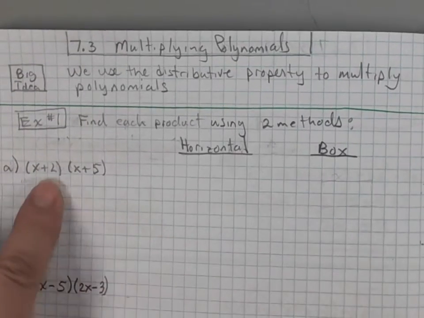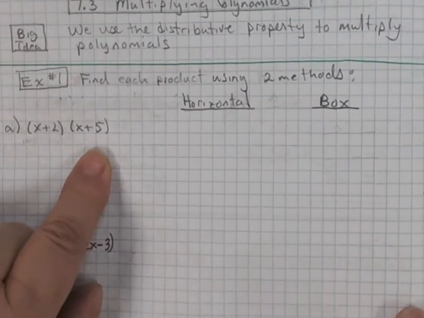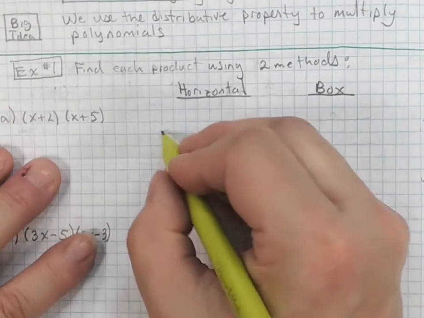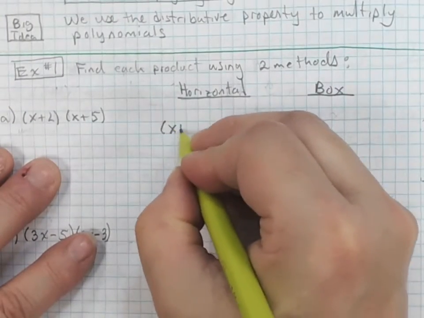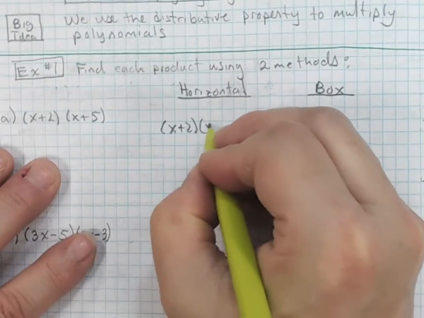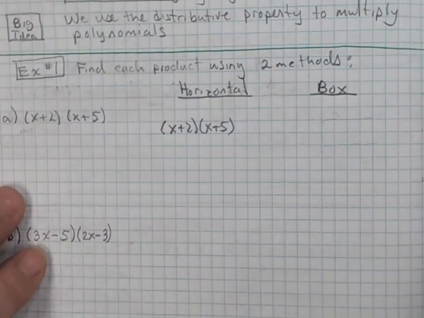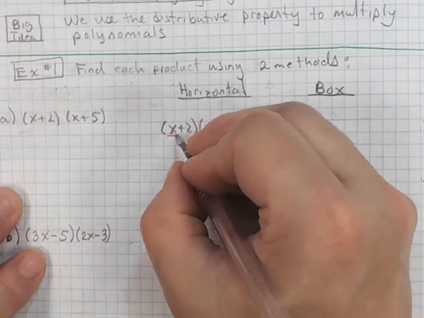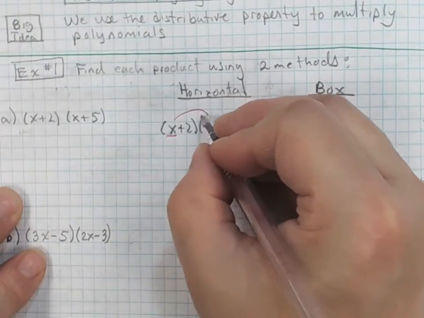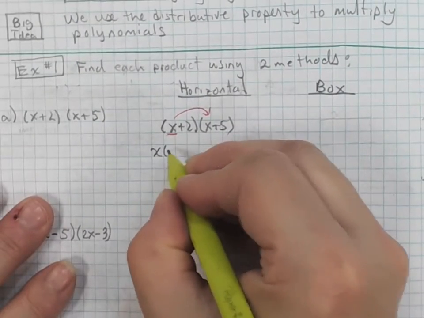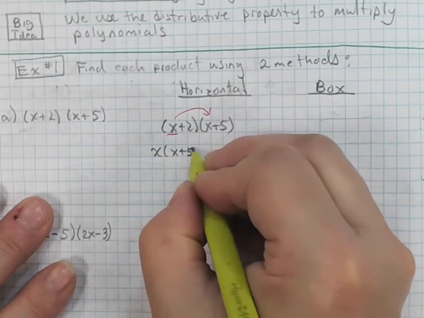Alright, so I'm going to show you this first problem, in a horizontal method and a box method. The horizontal method looks like this. So I take my polynomials, let's rewrite them, and the distributive property occurs twice. I'm going to start with the x, and I'm going to multiply it times the entire group. So it looks like this. I'll be doing x times x plus 5.